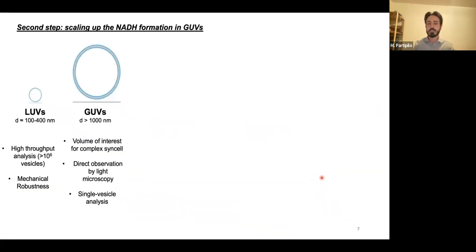Before continuing to describe the pathway, we also tried to consider another aspect that is important when you talk about synthetic cells, that is the size. We started to work, as I mentioned, with the large unilamellar vesicles with a diameter of 400 nanometers. That, of course, gives you some advantages, as you are dealing with pretty robust vesicles, but also the fact that the signal you get comes from hundreds of thousands of vesicles, so you really have a high throughput analysis.